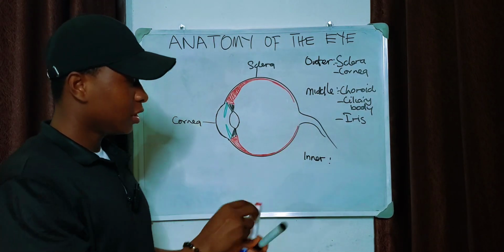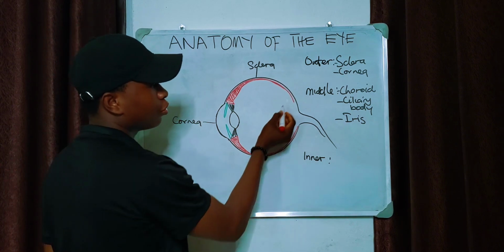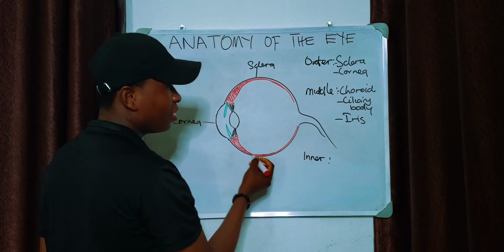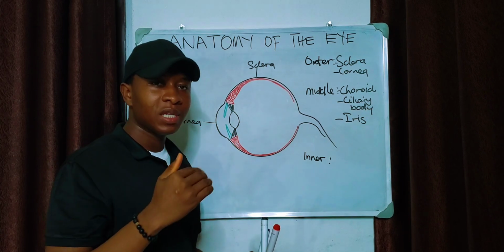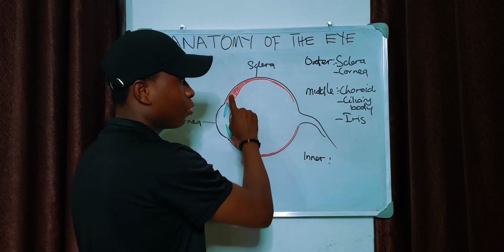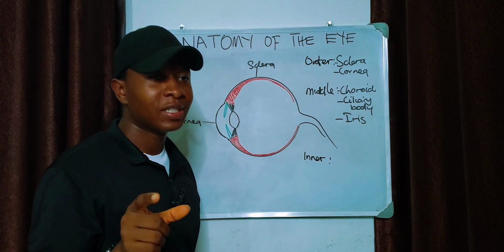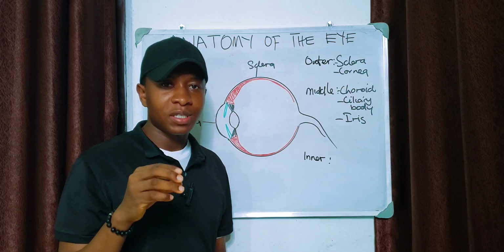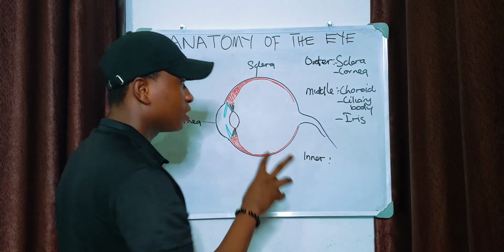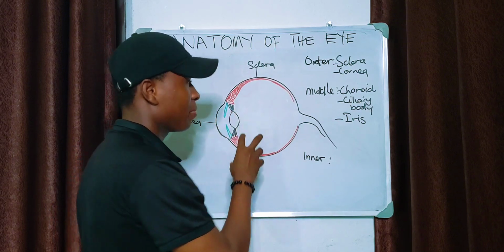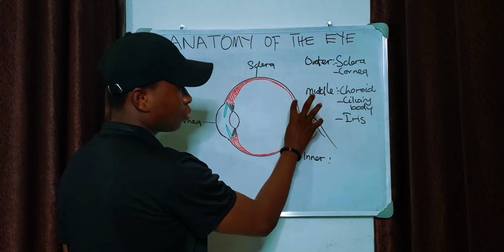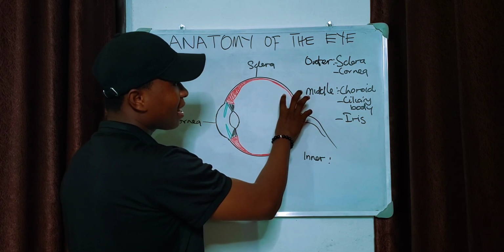Now, the choroid is actually this part that we drew in red. So this is the choroid. The choroid is just the layer just immediately after the sclera. So the second layer is the choroid. And one of the characteristics of the choroid is that it is highly vascularized. That means it has a lot of blood vessels. Okay? It gives most of the oxygen requirements of the eyes.